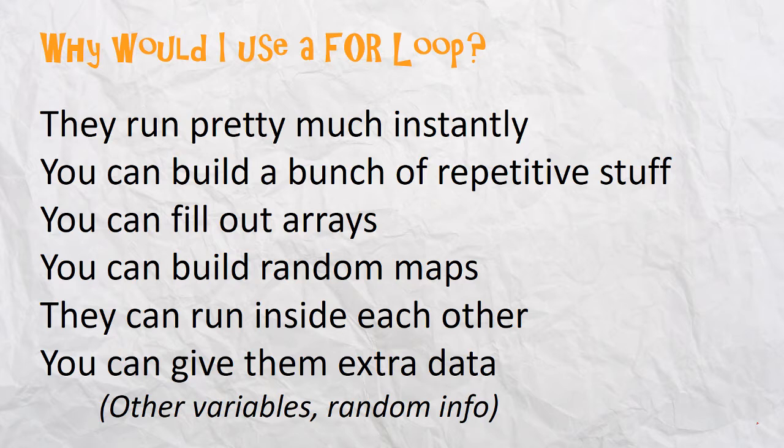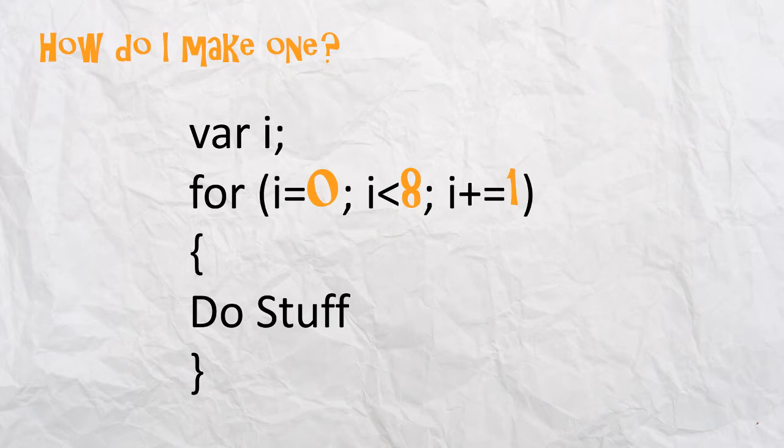So let's run through the code right now, and don't freak. Here it is. This is not complicated. How it's written is usually like this: var i; for i equals 0, i is less than 8, i plus equals 1. And then the code is whatever the heck you tell it to do, doing stuff. Let's break this down and explain what that says.